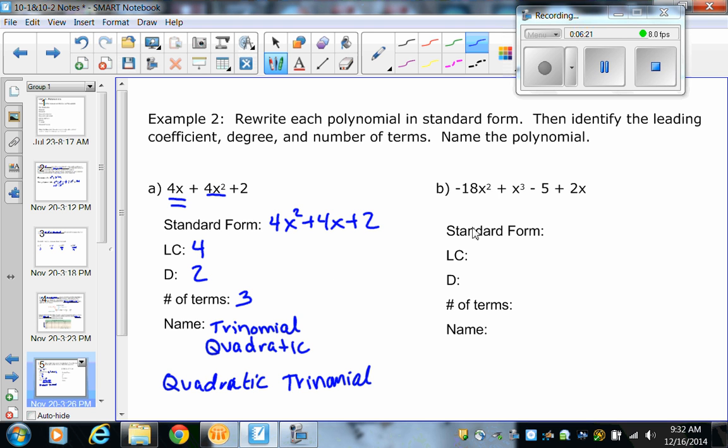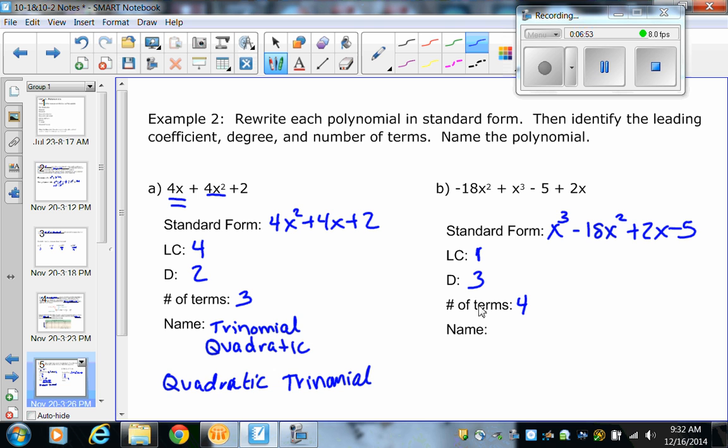For part B, for standard form, look at your degrees. You have a 2, a 3, a 0, and a 1. So your highest degree here is the cube, so it's going to start with x cubed. Then we have the x squared. Then we have our 2x and our constant of negative 5. So our leading coefficient, what's really in front of this x to the third, is a 1. Our degree is 3. Number of terms, there's 1, 2, 3, 4 terms.